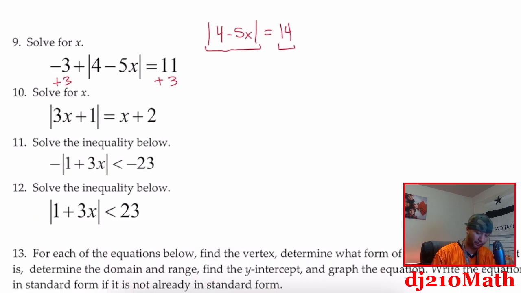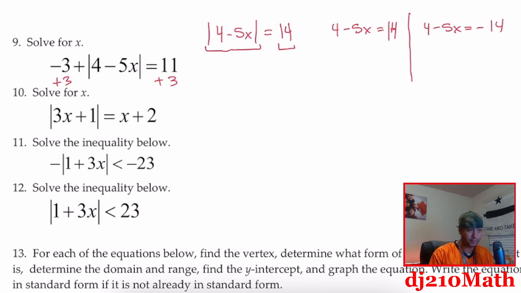We have to split this up into 2 equations. So 4 minus 5x equals 14. And 4 minus 5x equals -14. You always want to split up into 2 after you've moved everything and isolated it. So this is -4, -4, -5x equals 10. Divide by -5. x is equal to -2. So that's one solution.